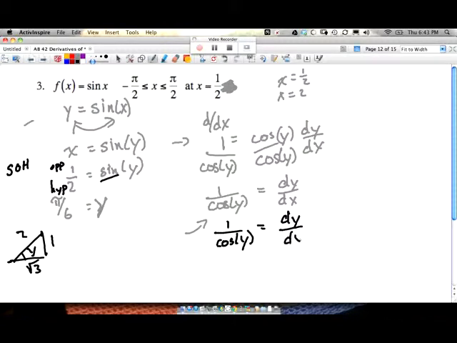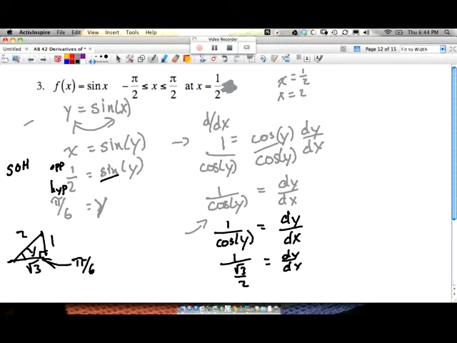This is where it gets interesting. I could think, what's cosine pi over 6? Well, guess what? Here is a triangle that has pi over 6. I didn't even need to know what y was. I could have just used some right triangle magic. So 1 over cosine y. Cosine y is really the adjacent side over the hypotenuse side. So that's square root of 3 over 2 equals dy dx.